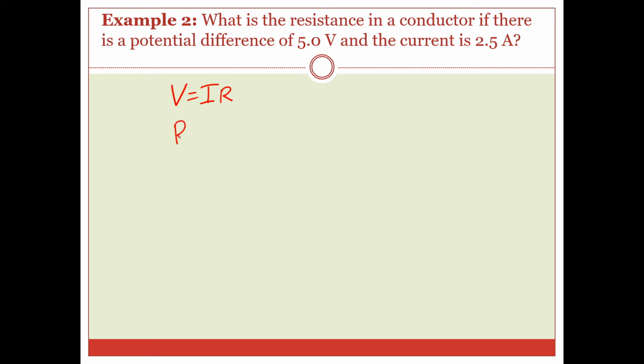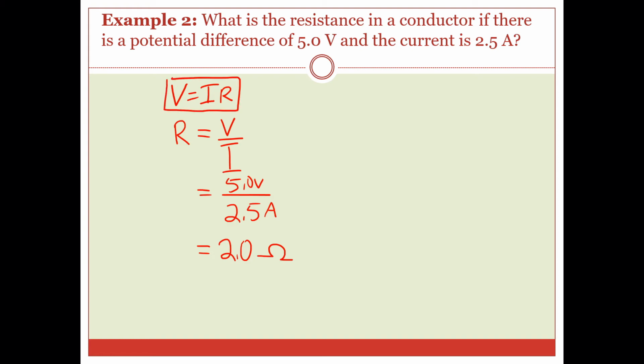Rearranging this equation, we get: resistance is V over I. We have a potential difference of 5 volts. Remember, potential difference and voltage are the same. We have a current of 2.5 amps. Doing this calculation, 5 divided by 2.5, this will give me a resistance of 2.0 ohms. So Ohm's Law is relatively easy to work with because the equation is not too bad compared to some of the other equations we've done in physics.